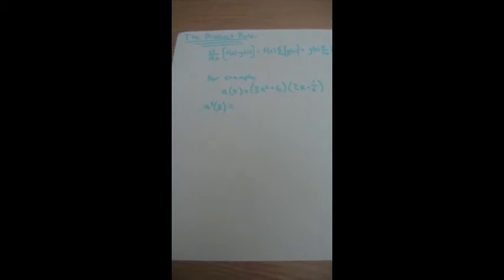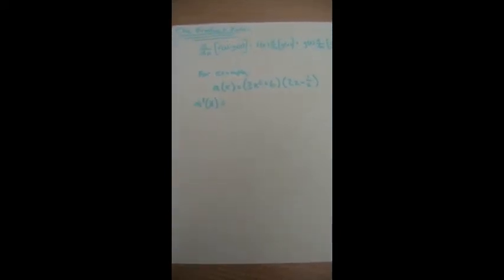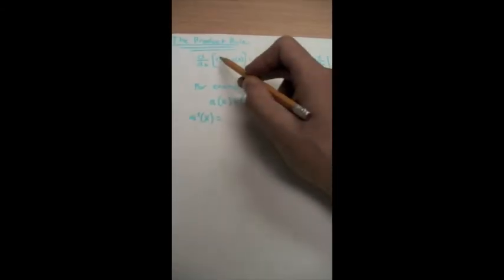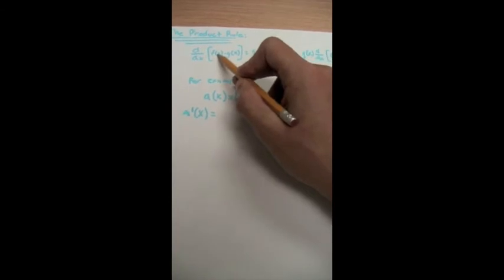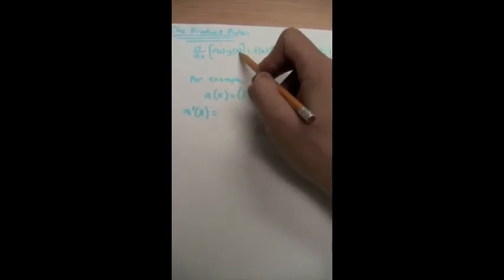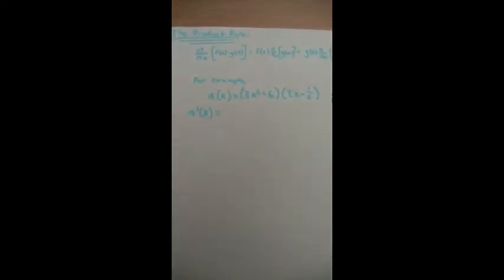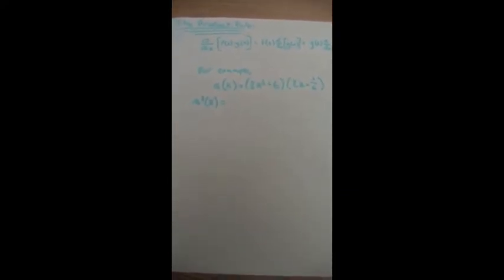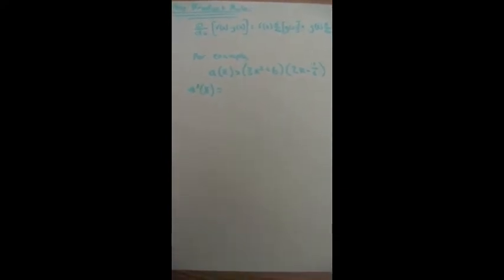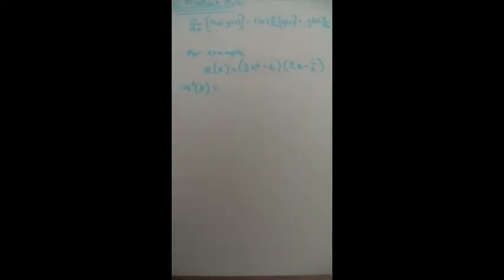The next rule is the product rule. The product rule, well, this is the formula. It might be kind of hard to read. It's actually really simple. Just think that it's the function of one times the derivative of the other plus the function of the second times the derivative of the first. So, for example, here's your original function a of x, 3x squared plus 6 times 2x minus 1/6.